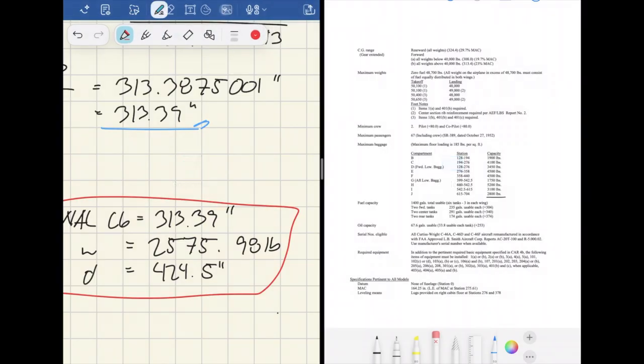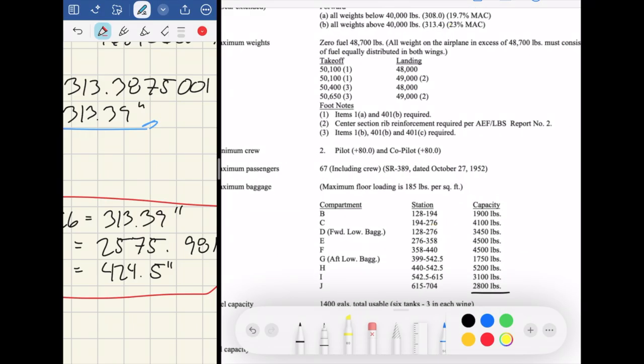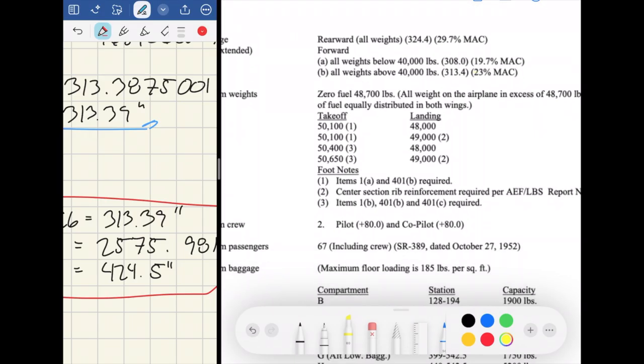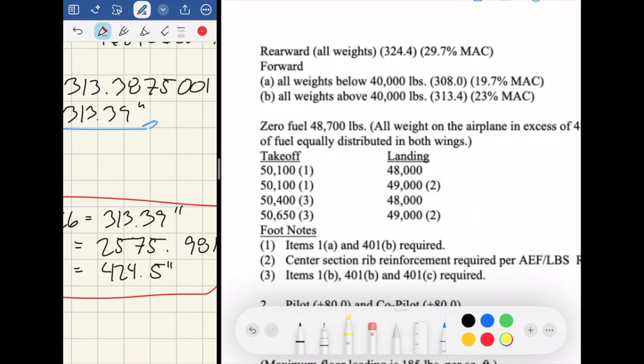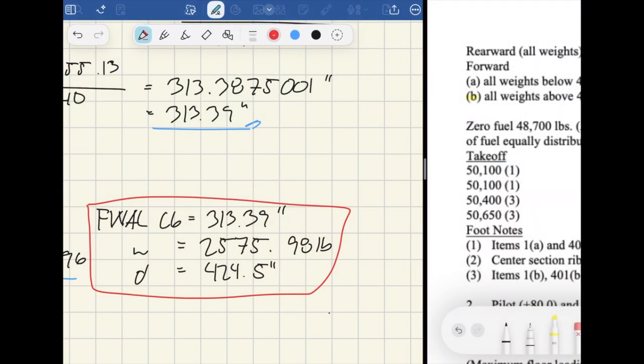Okay, now let's cross check sa ating TCDS. So again, pasok ba ang ating CG na 313.39? Above tayo, di ba? Above 4,000 pounds. Pasok ba siya? Yes. Pasok siya, guys. So this means tama ang ating computation.